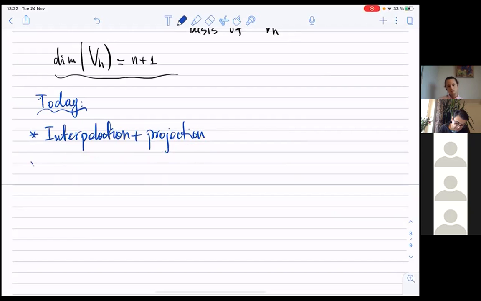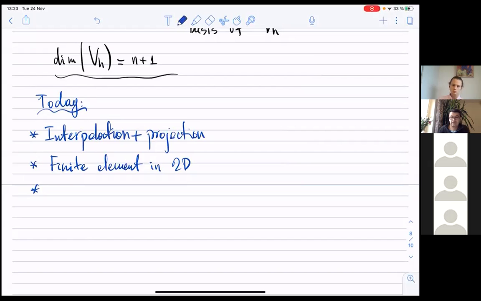Then hopefully we will start with finite elements in 2D. Of course, this part we touched a little bit in the Scientific Computing 3 course, but today, hopefully, we will quickly go through. We will not go into small details, but the aim would be that we want to prove a priori and a posteriori estimates.